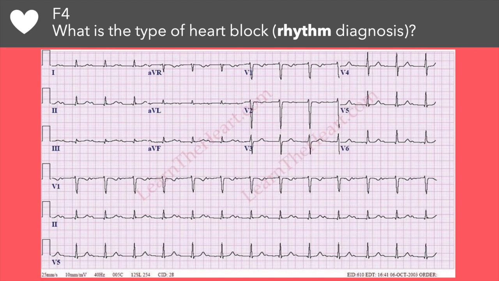F4, what is the type of heart block? Rhythm diagnosis. This is a first-degree heart block. We see a prolonged PR interval where all beats are conducted through to the ventricles.